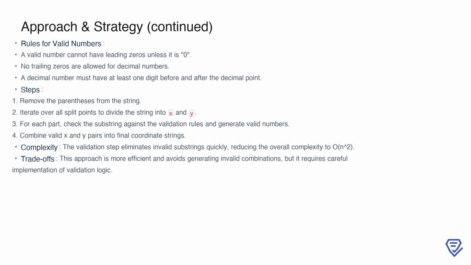First, we remove the parentheses from the input string. Then, we iterate over all possible split points to divide the string into x and y parts. For each part, we validate the substring according to the rules and generate only the valid numbers. Finally, valid x and y pairs are combined into coordinate strings. By eliminating invalid cases early, this approach significantly reduces unnecessary computation. The time complexity improves to O(n) squared, as the validation step efficiently prunes invalid substrings. While this method is more efficient, it requires careful attention to ensure the validation logic handles all edge cases correctly.